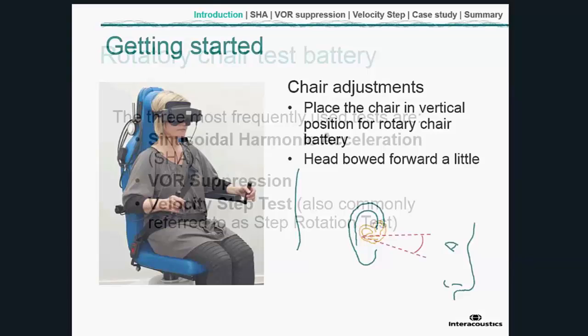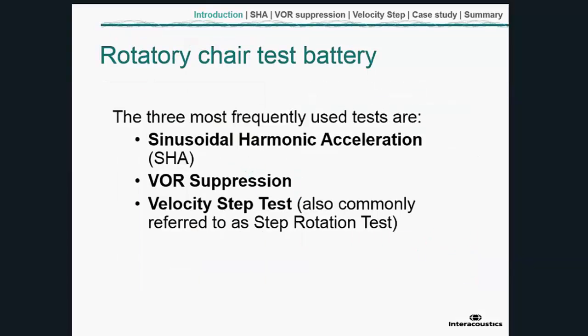And as I mentioned earlier, there are three subtests in the rotary chair test battery, and I'll go through them in this order. First of all, we'll talk about the sinusoidal harmonic acceleration, then the VOR suppression test, and then the velocity step test.